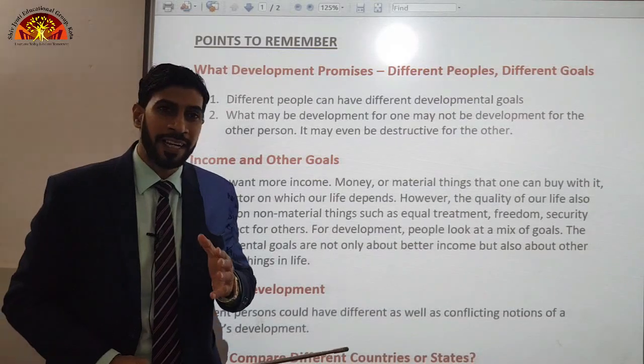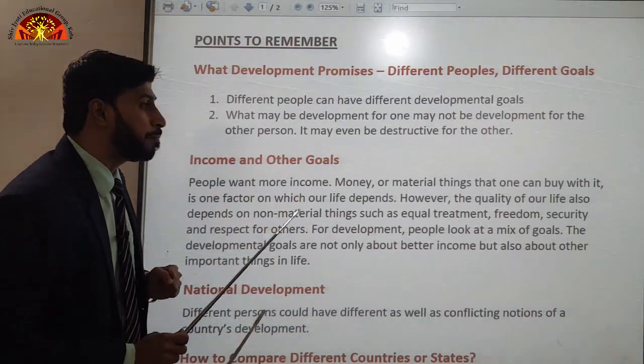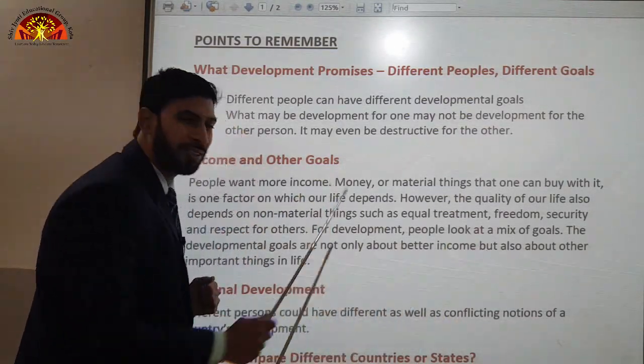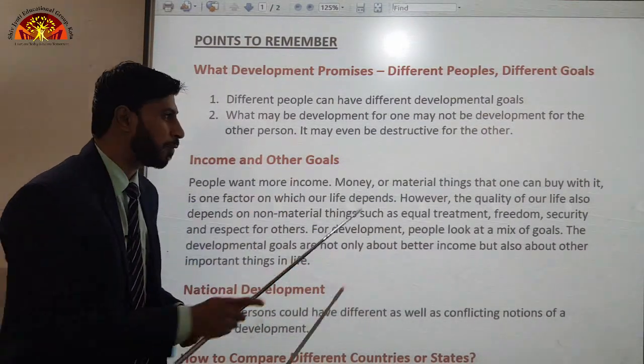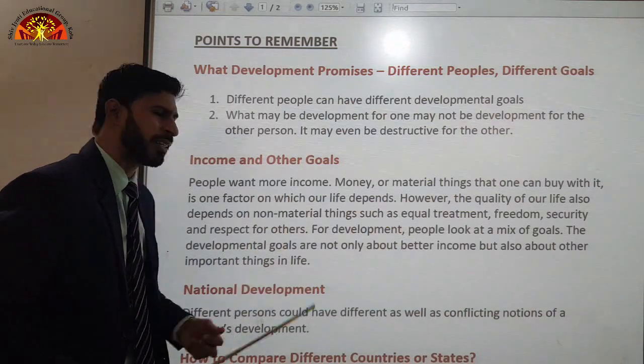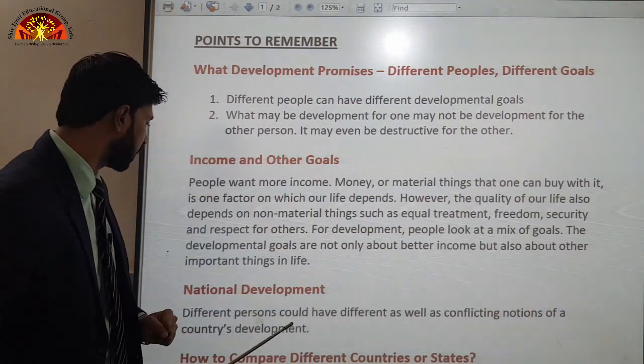So that's why it is said for development people will look at mixed goals. That means income plus the other non-materialist things, equal treatment, freedom, security and respect. These are also very important, right?